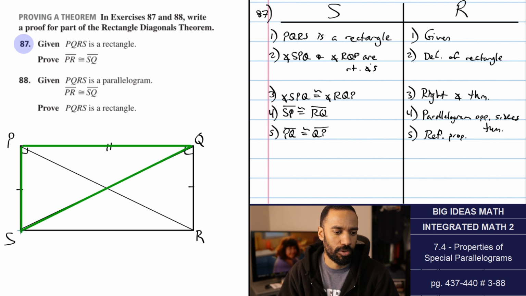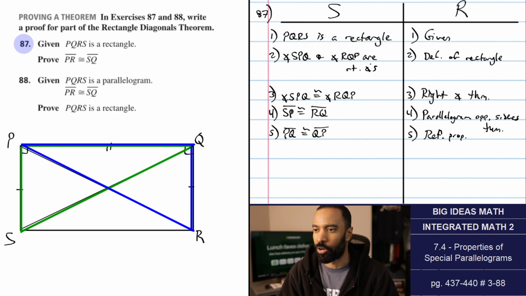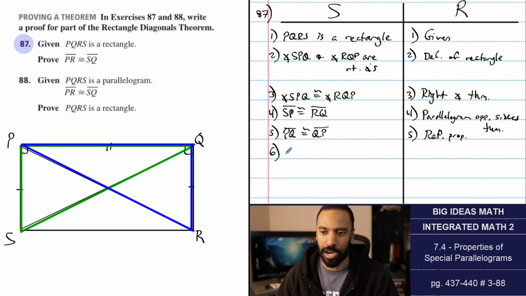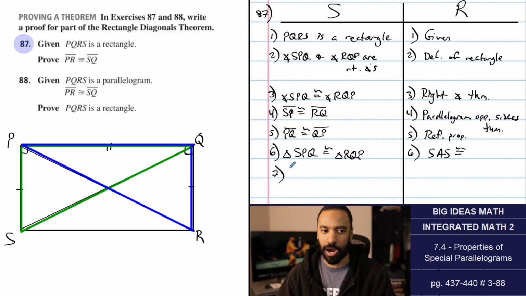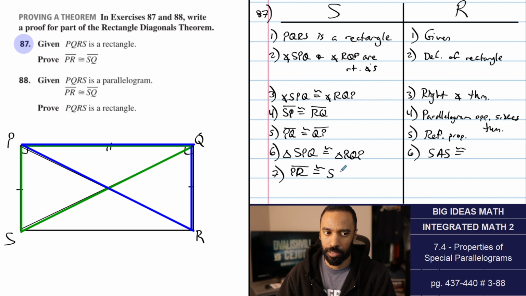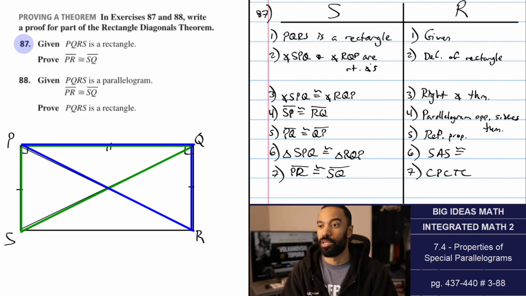So here, this triangle is congruent to, let's use a different color, this triangle. This is going to be a side angle side case. And I can use the letter order I've been using because I've been trying to correspond parts this entire time. So triangle SPQ is congruent to triangle RQP by side angle side. And finally, we can say PR is congruent to SQ by CPCTC. Okay. 7 steps, not bad.